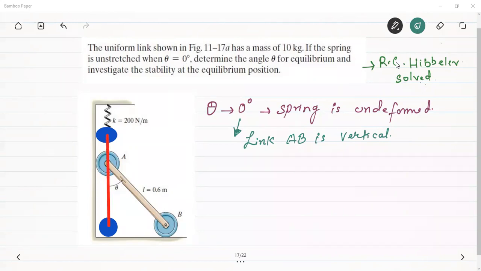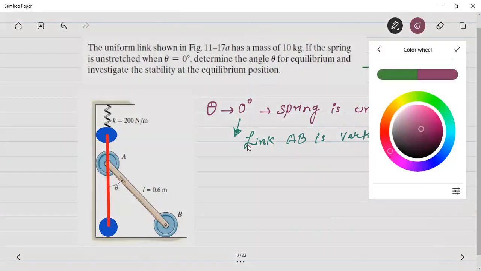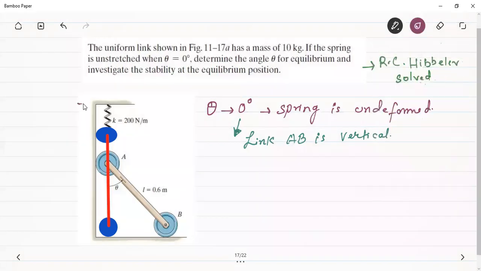And one can clearly see from the figure that this length shown here is the undeformed length of the spring, because when theta is equal to 0, the spring length is the undeformed length. That is, the spring is unstretched when theta is equal to 0 degrees. So this will be the unstretched length of the spring, L naught.